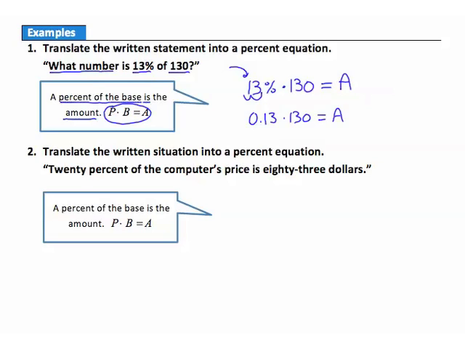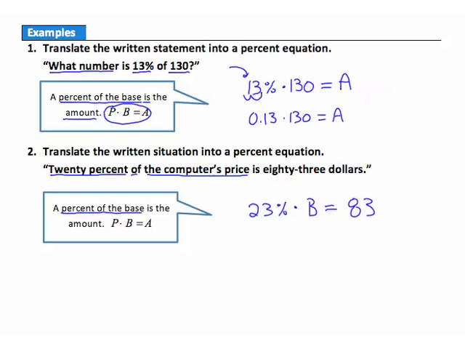Example 2. Translate the written situation into a percent equation. 23% of the computer's price is $83. Okay, so we're thinking here a percent of the base. That's what we're looking for first. A percent of the base. So here we're taking 23% of the computer's price. So the computer's price here is going to be our base, and we don't know what that is. So we're going to have 23% of, which means multiplication, the computer's price. That's our base, and it's unknown. Equals, or is, $83. And so we can write 83 over here. That's going to be our amount.